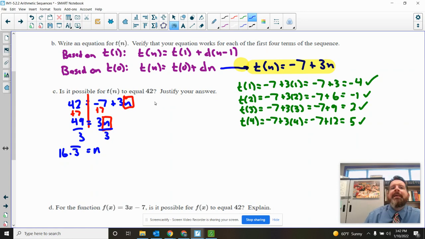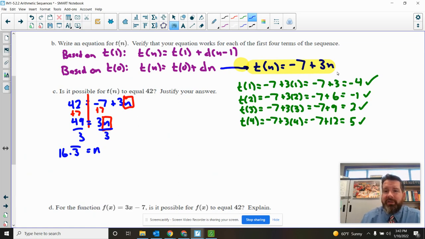Okay, here's the thing. Remember that in our sequence, our n's are counting which term we're in. So you can have a 2 or a 7 or a 12. You can't have a 16.3 repeating. There could be a 16th term and a 17th term, but there won't be a decimal number of terms. So if 42 were in the sequence, then you would have a whole number here as your result. So is it possible for T of n to equal 42? No. Why not? Because we would need a decimal number of terms, which just doesn't make sense since we're counting whole numbers.